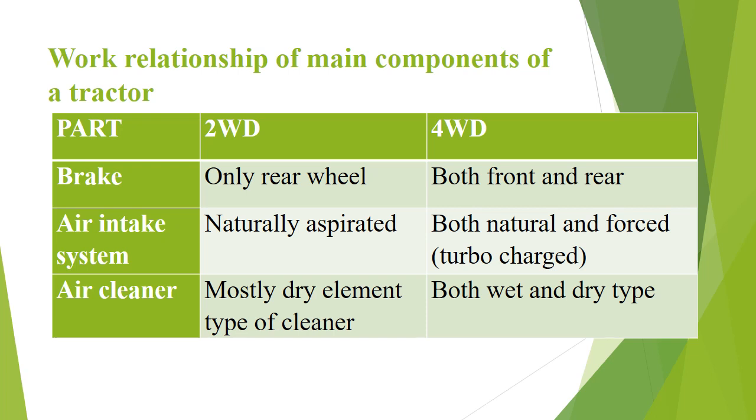The air intake system. For the 2-wheel drive, the air intake system is naturally aspirated, while for the four-wheel drive, it is both natural and turbo charged. Let's look at the air cleaner. In two-wheel drive, mostly a dry element type of cleaner is used, but in four-wheel drive, both dry and wet types of air cleaner are used.